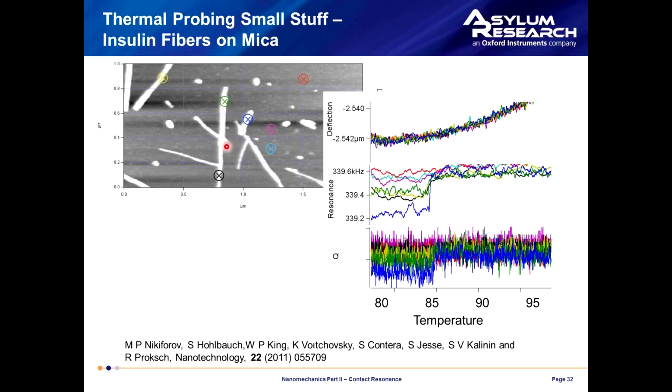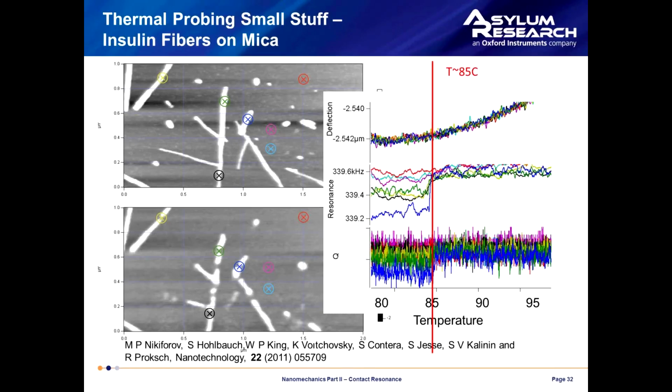I should mention that we estimate this temperature to be about 85 degrees Celsius. If we look at the image after this heating experiment, we see that at these locations where we see this shift in the resonant frequency, we've indeed done something kind of dastardly and terrible to the insulin fibers. We've somehow thermally decomposed them. Over the mica, where there is no insulin, nothing changes. The red, the blue, and the purple curves remain more or less constant.